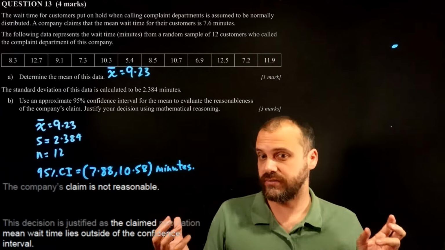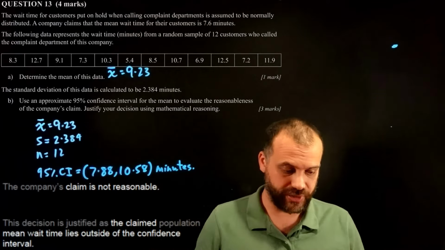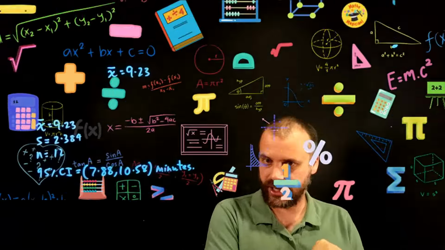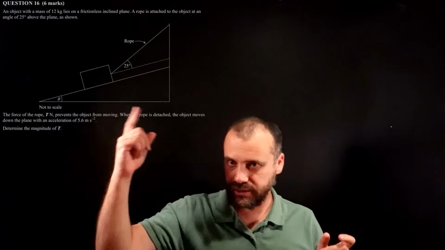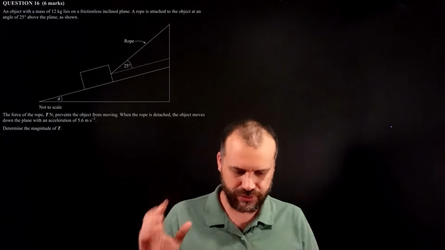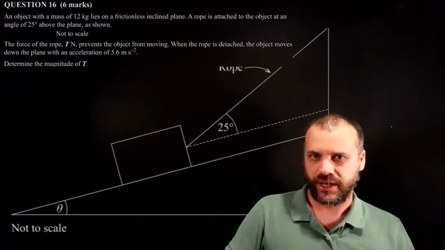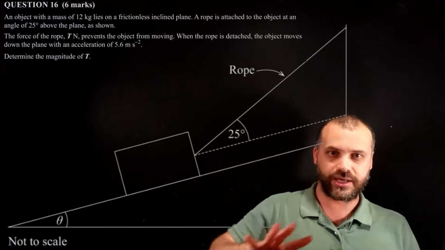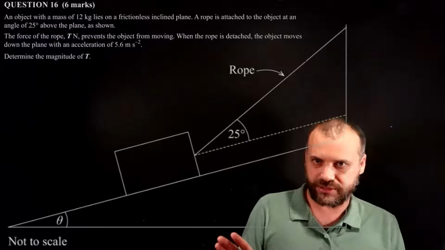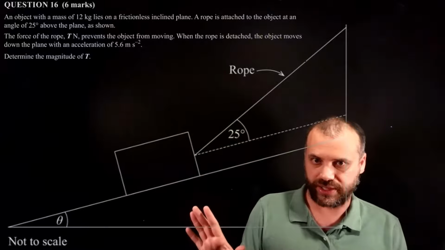If it's outside of it, the claim is unreasonable. Okay, celebrate. So a fantastic little inclined planes question here. Let's really zoom in on this though. We'll deal with this big picture here. We'll label some stuff up and then we'll start doing a bunch of other stuff.